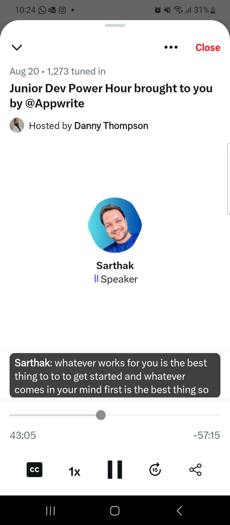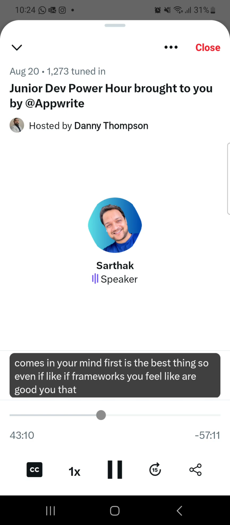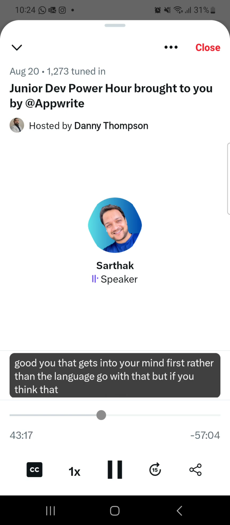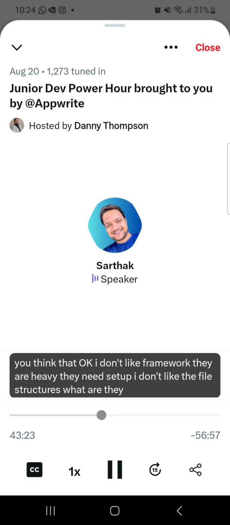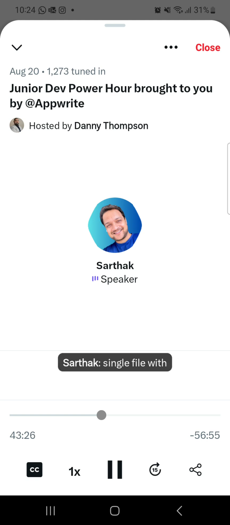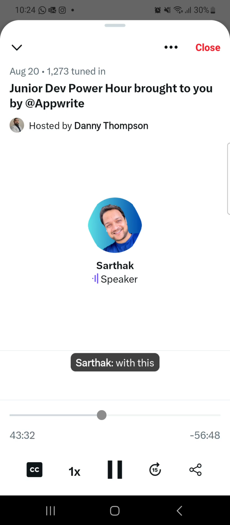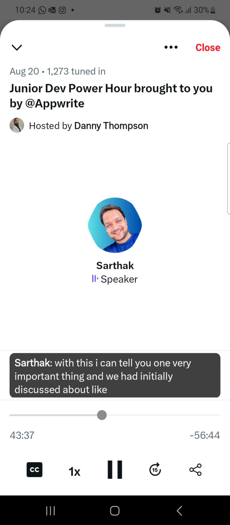Even if frameworks are what get into your mind first rather than the language, go with that. But if you think, okay, I don't like frameworks, they are heavy, they need setup, I don't like the file structures, I just know that there is a single file with the language and I can start with that, then go with that.